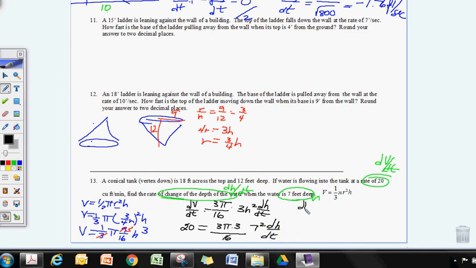So dh/dt is going to equal 20 times the 16, which is now on the top, and the 3, the pi, the 3, and the 49 are on the bottom. And when you work that out, it should be 320 over 441 pi, and that would be in feet per minute. Okay, good luck, that's page 1.